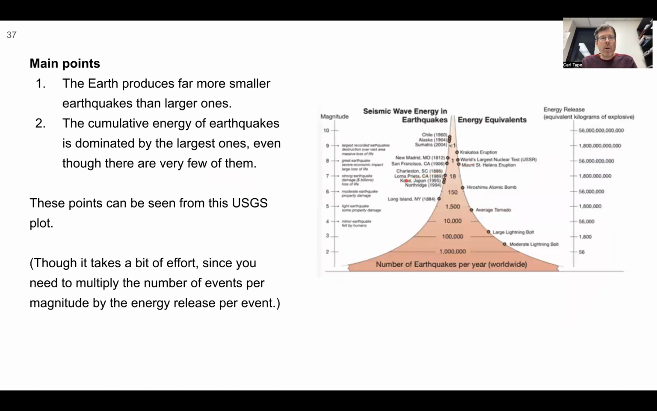So the main points: the Earth produces far more smaller earthquakes than larger ones. The cumulative energy of earthquakes is dominated by the largest ones, even though there are very few of them. These points can be seen from the USGS plot, though it takes a bit of effort since you need to multiply the number of events by the energy release per event. But we can see there are far fewer events up here, and many more of these smaller events down here.